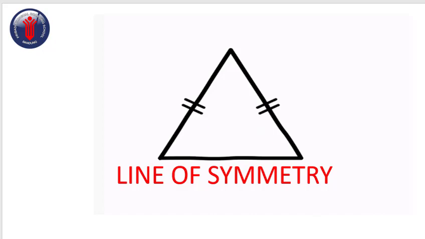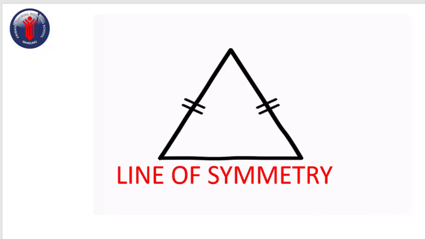You need to think if we can divide this triangle into two parts such that both the parts match exactly when they are folded along a line. How would you divide the triangle if this condition has to be satisfied? Fold it along a line such that both parts match exactly. Please pause the video and please do it.